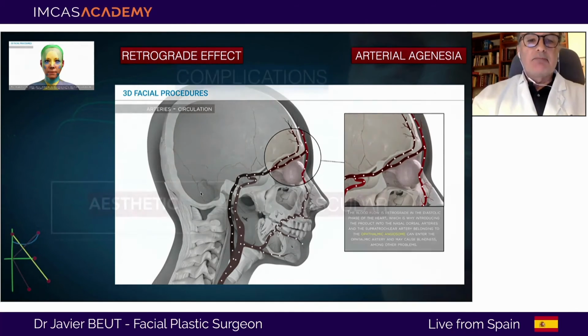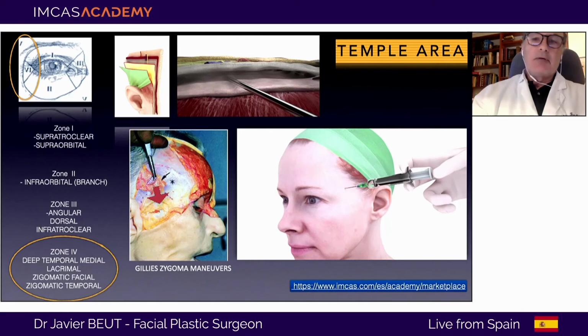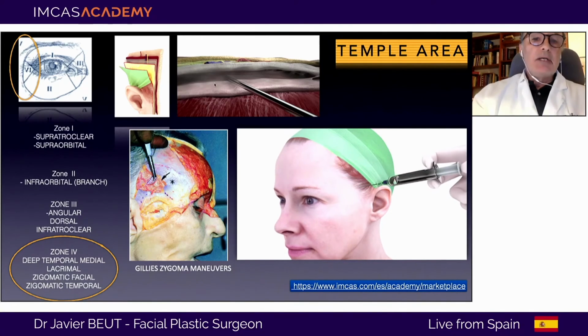Then from the anatomy, from the aesthetic point of view, we have the temple area. I'd never recommend going down to the bone. For me, the safest technique is to go between the two fascias, between the deep and the temporalis fascia, because when you go down to the bone, first of all, you need more product.